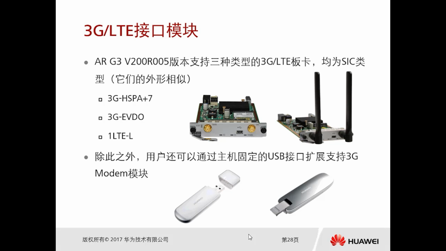What about besides this? Users can also use the host's fixed USB interface. It's what we call one of the 3G CAT modules. So this is an interface module for 3G LTE. And now I will take a look at the Ethernet switch, an interface module on a switch.